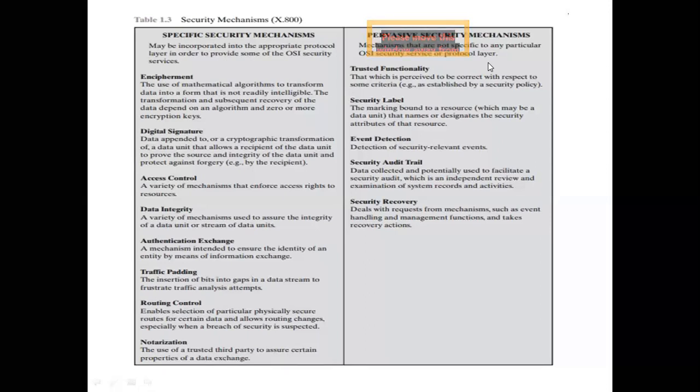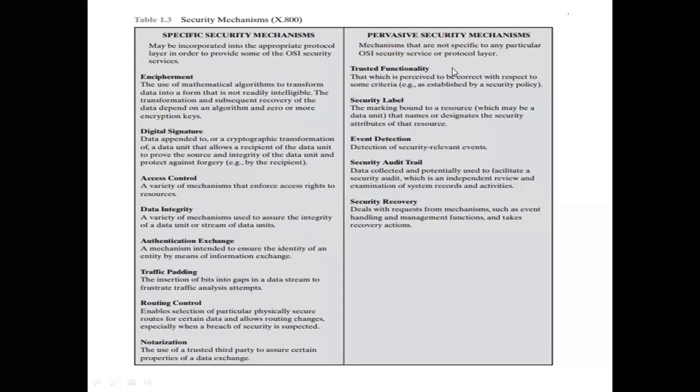The second one is the pervasive security mechanisms. Pervasive security mechanisms are not related to the OSI layer architecture; they are not specific to it. The first one is trusted functionality. The second one is security label, the third one is event detection, the fourth one is security audit trail, and the fifth one is security recovery.